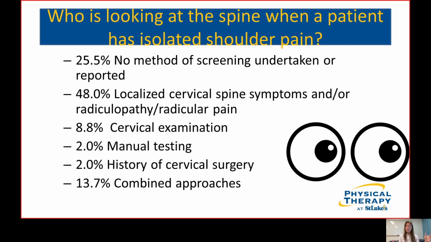So we can agree that we're not all looking at the spine in isolated and non-isolated extremity symptoms, especially here for subacromial shoulder pain. When you do the math, in our best case scenario for Walker's study, if a patient walks into your clinic with isolated shoulder pain, they have a 25% chance of having their cervical spine ruled out.